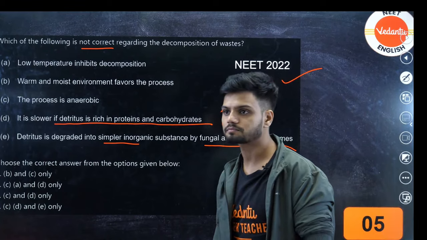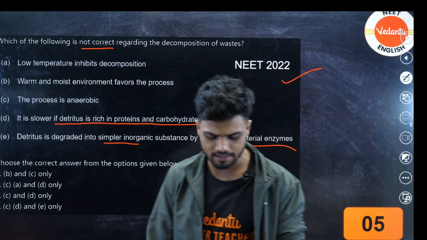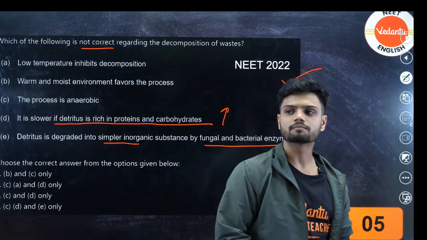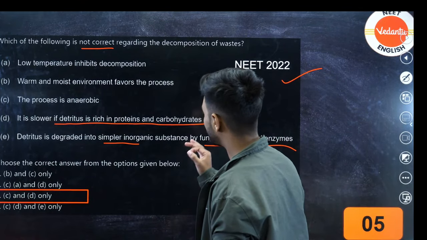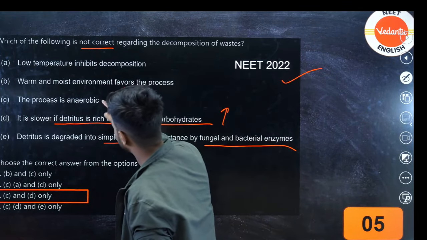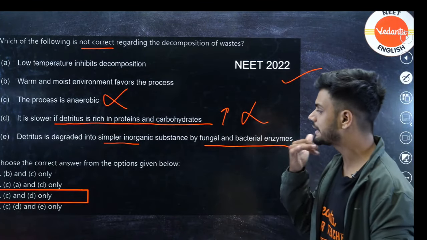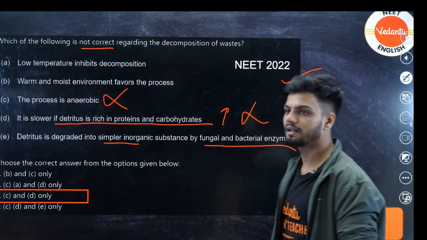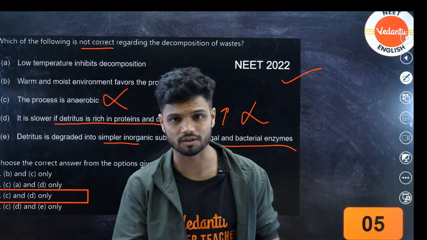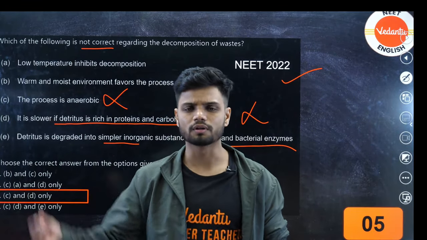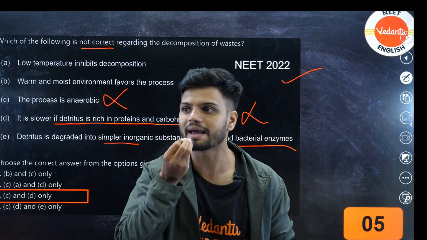How many are correct? Quickly. Time's up. Which are incorrect here? C is incorrect and D is incorrect. Two are incorrect here. Clear? It is not an anaerobic process. It needs oxygen. That is why the farmer's friend, the earthworm, makes air pockets to make sure air is coming in.